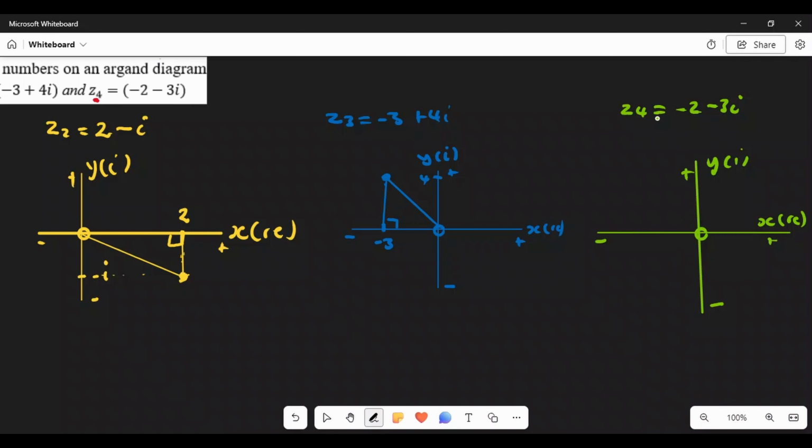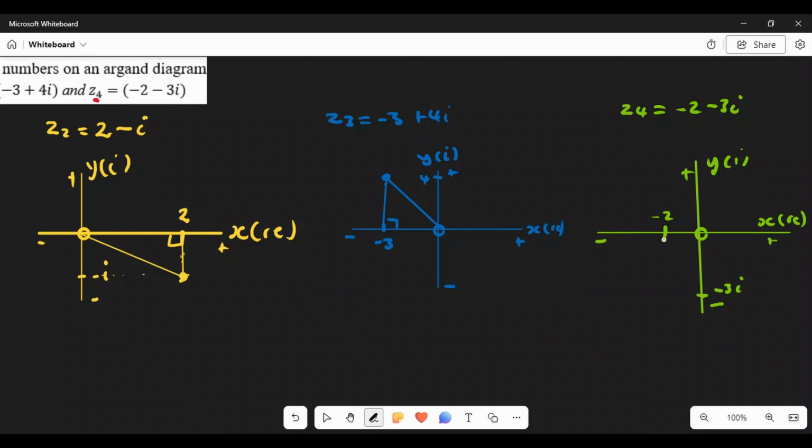So let's look at Z4. Z4, as you can see, the real number is negative 2. Usually negative 2, you can put it somewhere there. All right, very close to the origin. And then our imaginary number is negative 3i. So we can say negative 3i is somewhere there. So let me write it here, negative 3i.